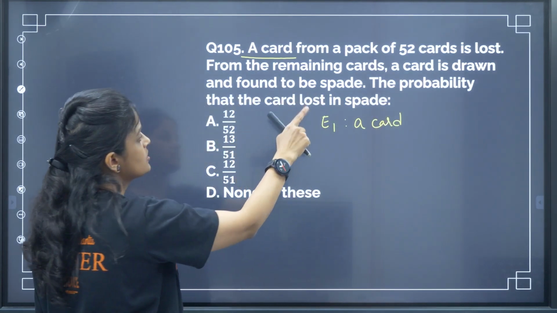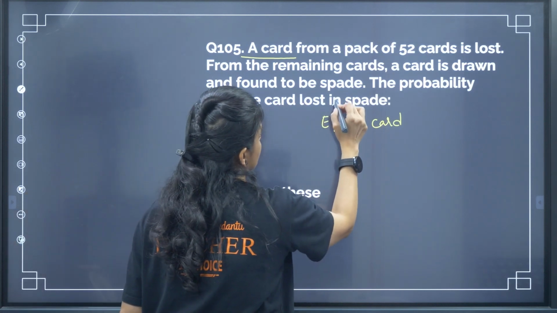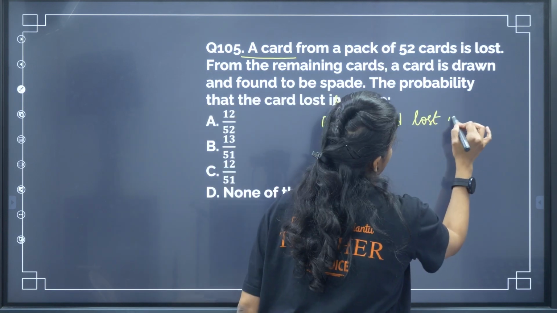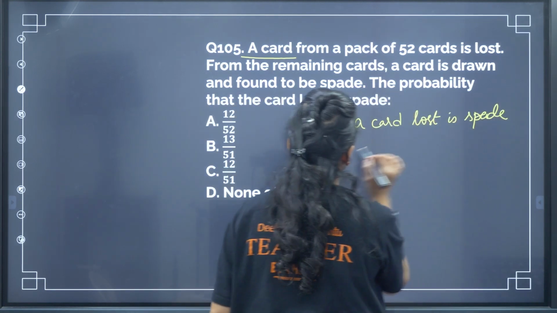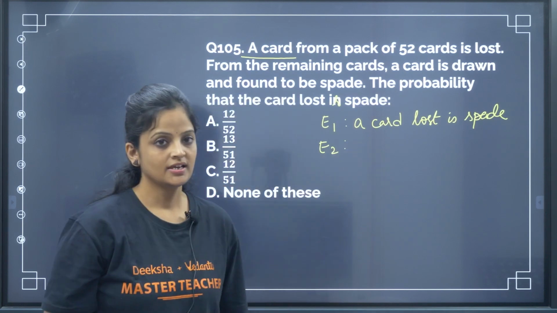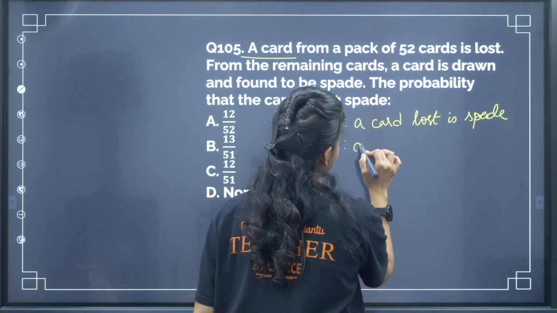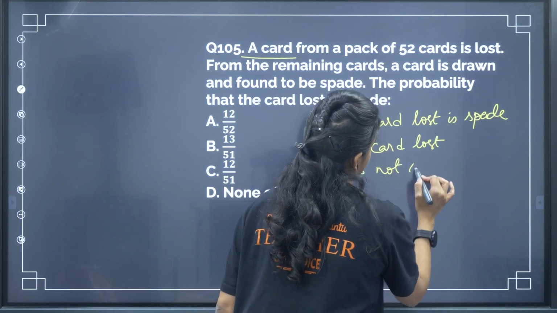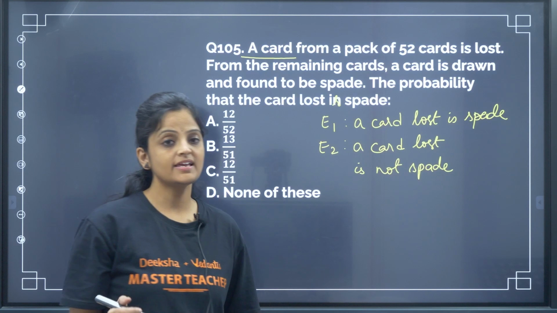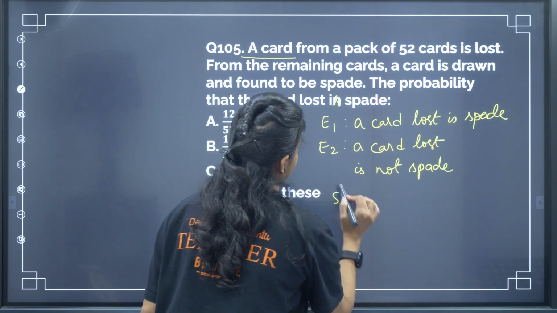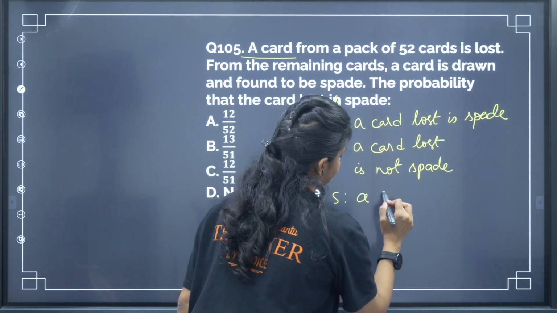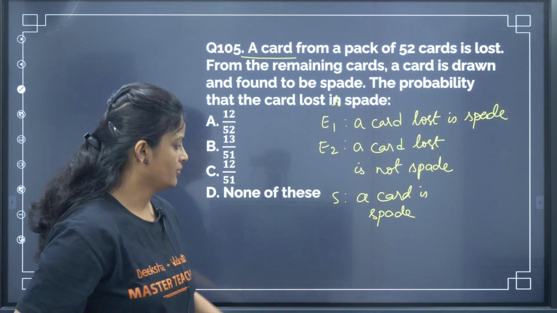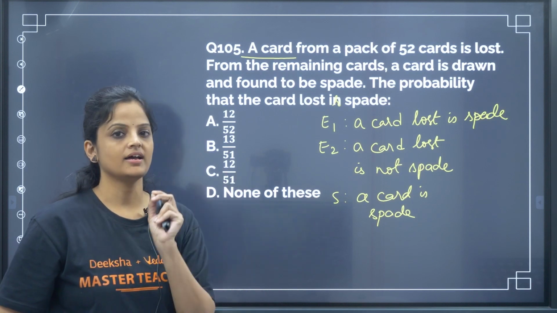The probability that the card lost is a spade. It's not "in", it's "is". Okay, the card lost is a spade is an event, the first event, E1. E2, the second event, is the card lost is not a spade. So what is the event happening here? The card is a spade. Lost or not, that is not required. For the event, a card has to be a spade.